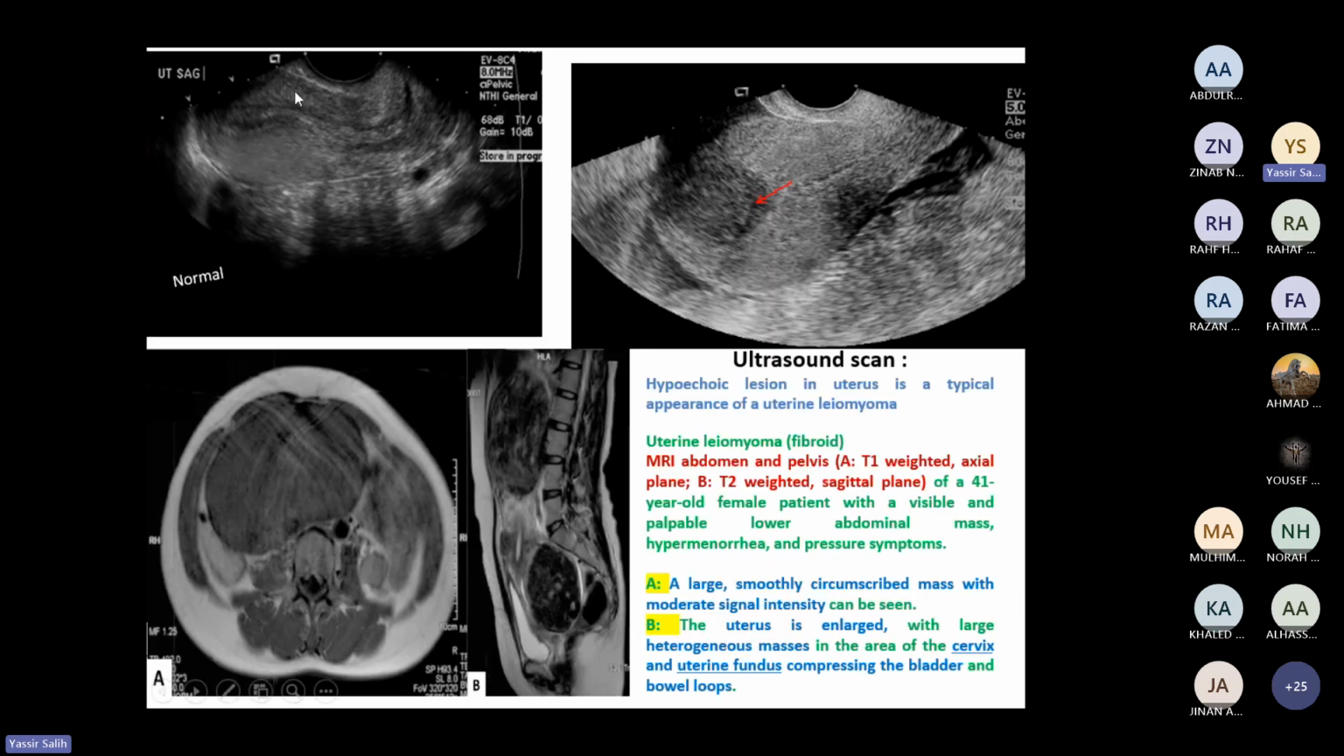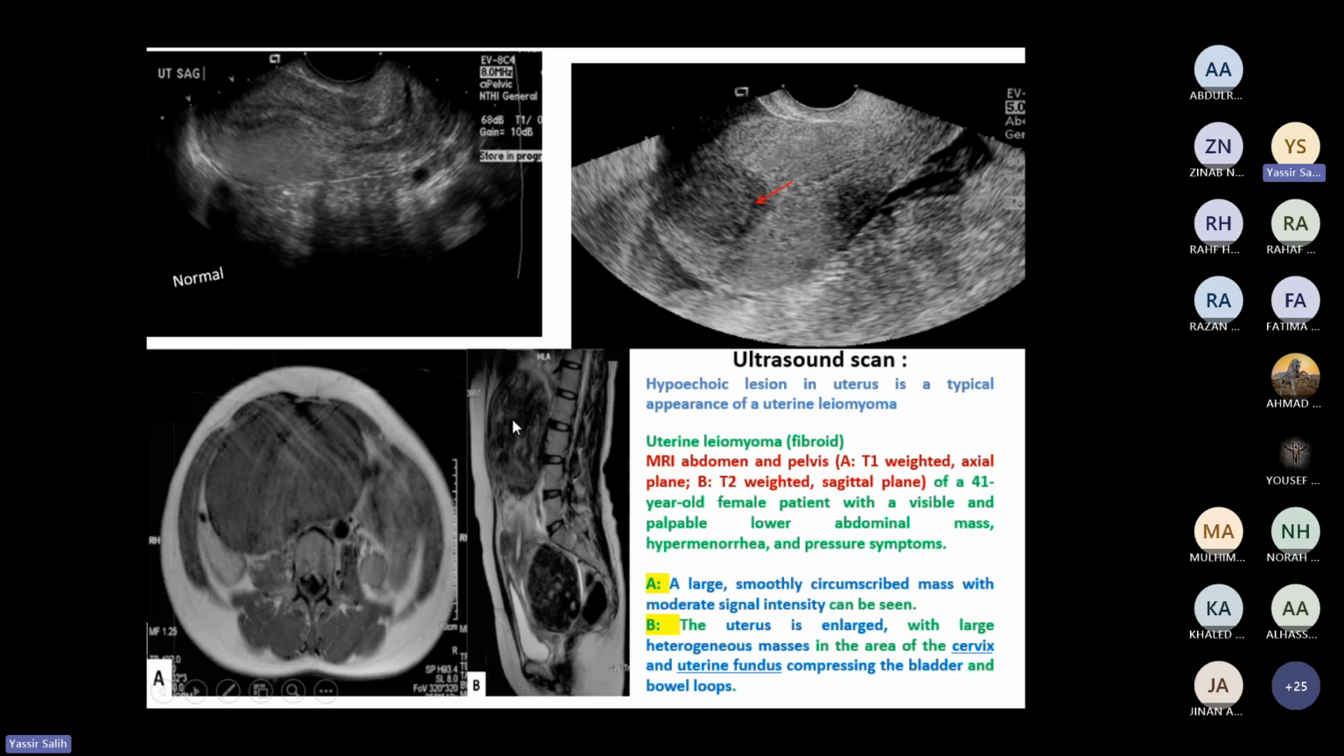This is a normal uterus on transvaginal ultrasound, with normal endometrium and myometrium. But this is a fibroid. And this is an MRI. You can see this huge intermediate signal lesion in this axial MRI. And this is the uterine fibroid. Notice the most important thing is that it is well-defined.